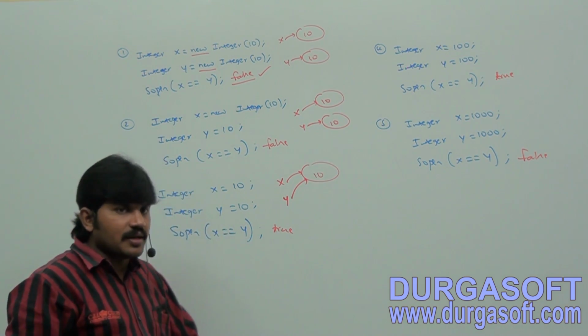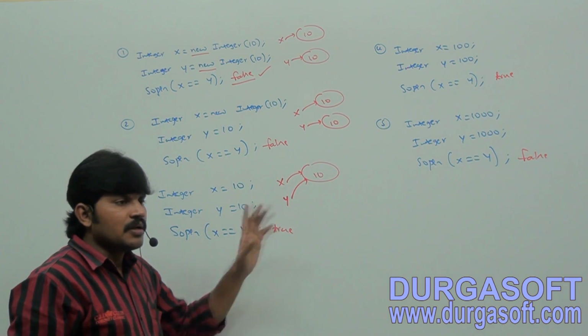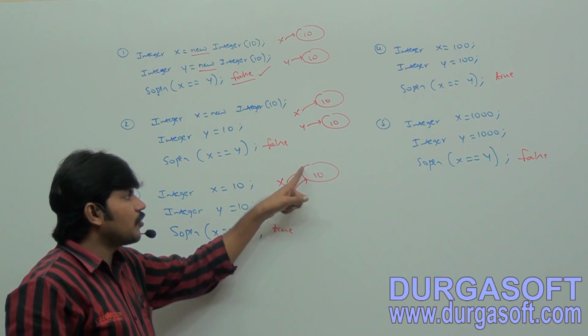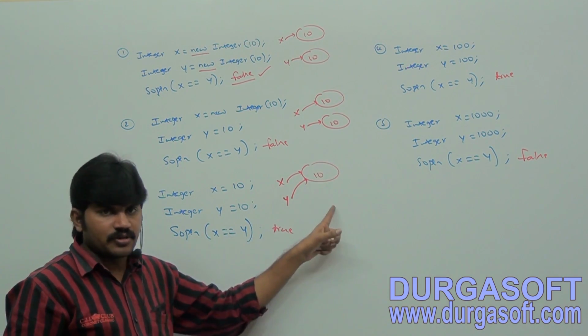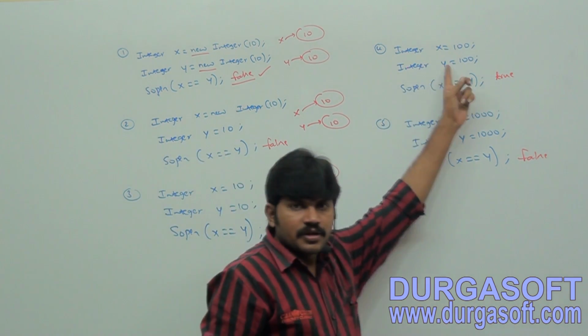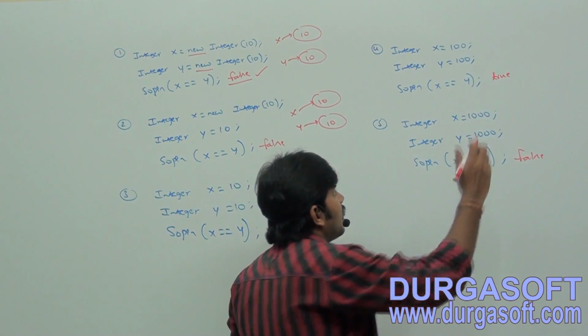If it is already created, reuse the existing object. Otherwise, if it is not there, only then a new object will be created. Sir, by autoboxing, y is already pointing to that. So what answer are we going to get? True, right? Okay.